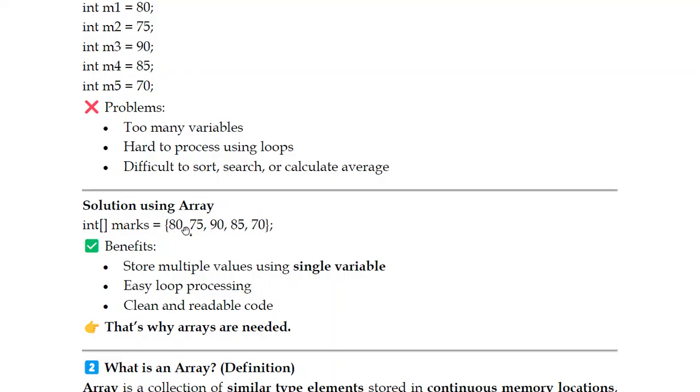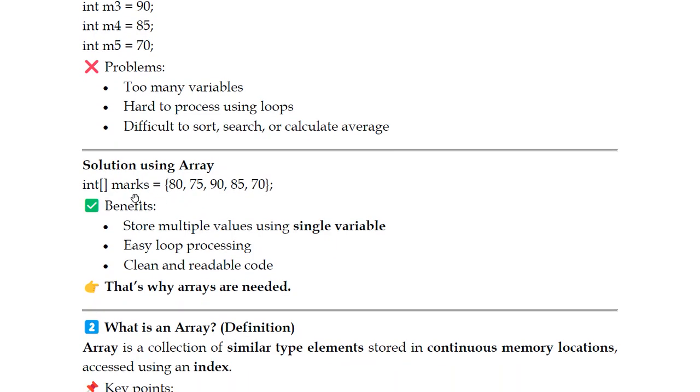The solution is using an array. In the next session we'll discuss what an array is. Now just try to understand: here int is the data type, the square brackets represent the array notation or symbol, and marks is the reference variable of this array. Here at compile time itself, I fixed the values. How many values? 5 values: 80, 75, 90, 85.